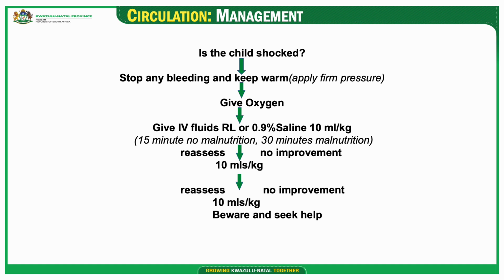All patients with shock can get 10 mils per kg of Ringer's lactate or saline. If I have a patient with no signs of malnutrition, I can give that fluid bolus over 15 minutes. If I have a patient with severe malnutrition, I must slow down with my fluids and give that over 30 minutes. I want to reassess a patient after each fluid bolus, and if there's no improvement, I can repeat that 10 mils per kg, but again at the same rate. If the patient is malnourished, I give over 30 minutes, and no malnutrition, I give over 15 minutes.